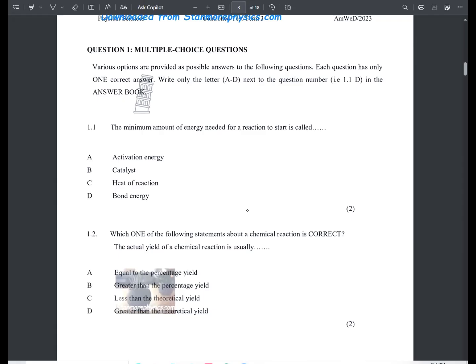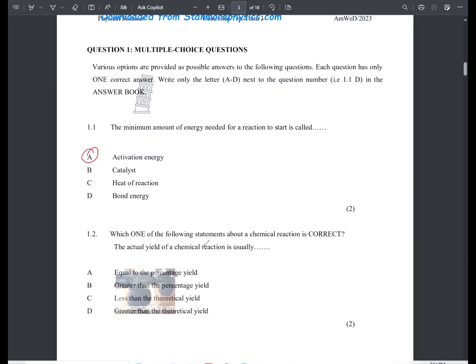It says the minimum amount of energy needed for a reaction to start is called. So for this one, we don't even have to necessarily look at all those options. We know that the term for that definition is the activation energy. So 2 marks.